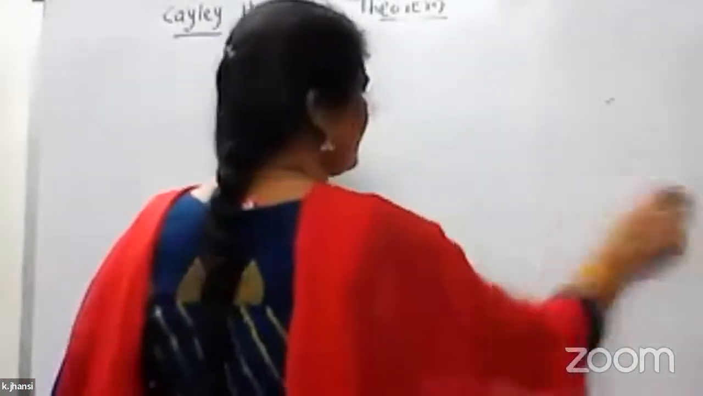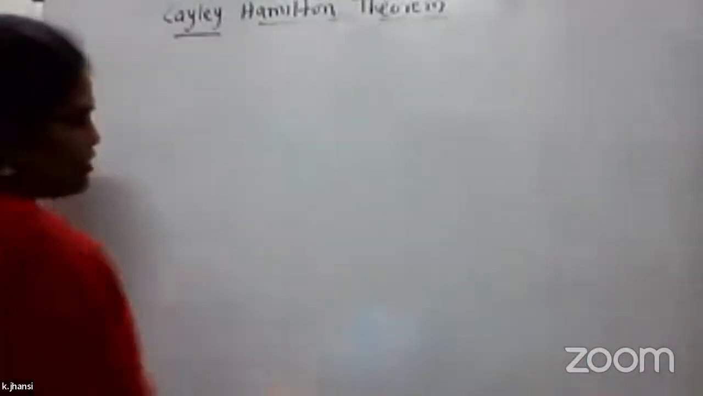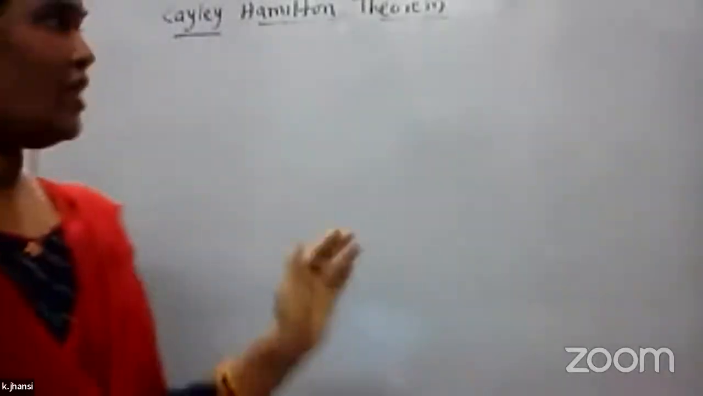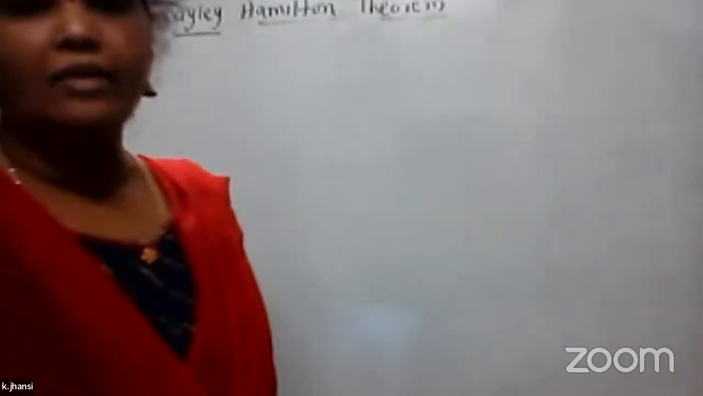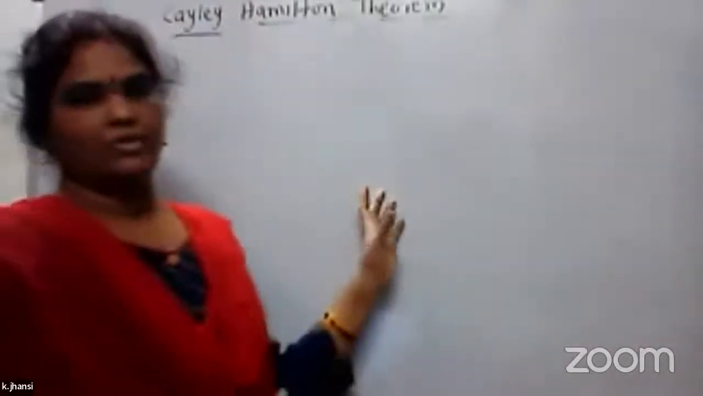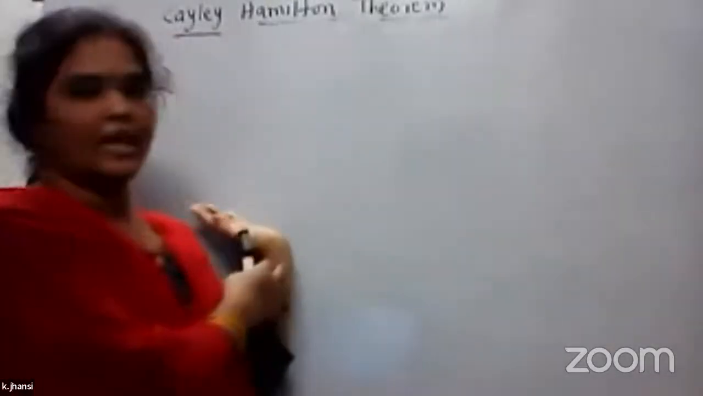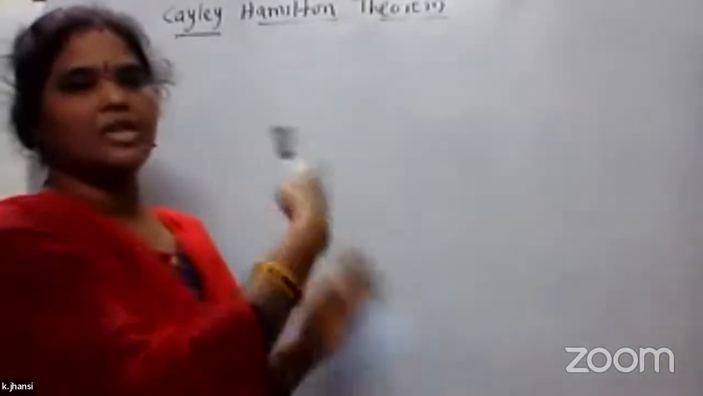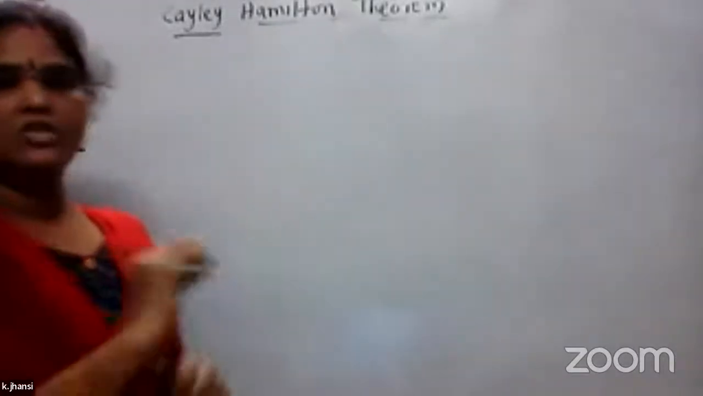The problem will be verification of the Cayley-Hamilton theorem. They may ask in 3 different ways. One problem will be that they ask to verify the Cayley-Hamilton theorem. Verification means whatever characteristic equation you are getting, you equate that to 0, substitute the matrix A in that, and solve. If you get a zero matrix, a 3 by 3 zero matrix for a 3 by 3 order, then that is the verification of the Cayley-Hamilton theorem.